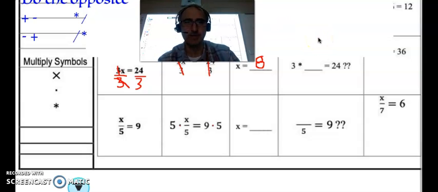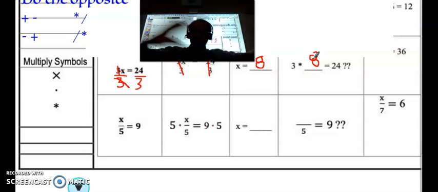So how do I check my answer? Our original problem said 3 times a number equals 24. Well, where that number is, I'm going to put my new answer. Where the x is, I'm going to put what equals x, 8. Now, good enough. 3 times 8 is 24.